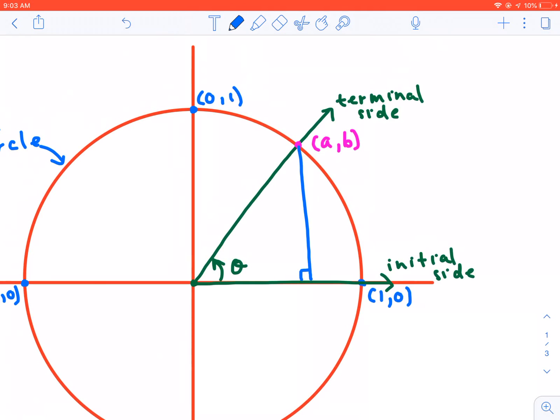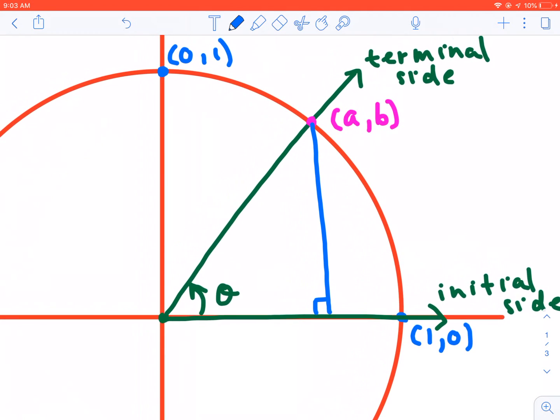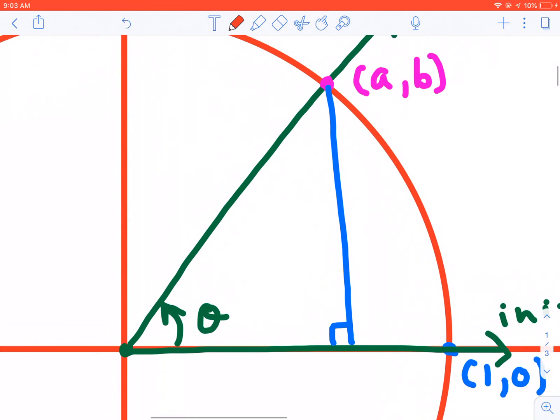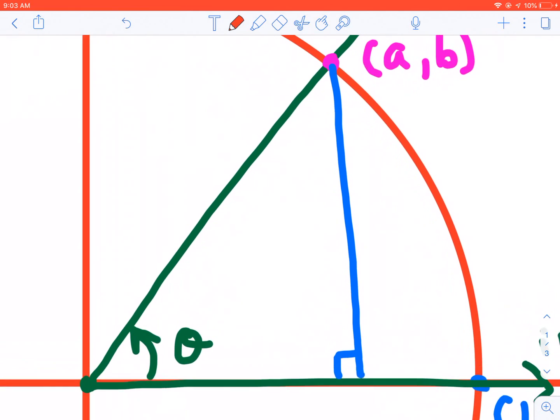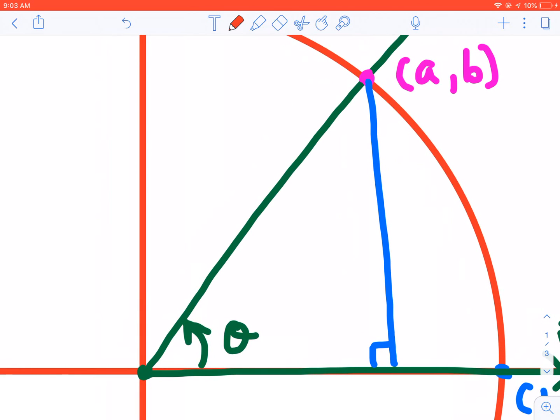So the first question I got to ask you in this right triangle is, what is the length of the hypotenuse? Well, if you notice, we're in the unit circle. So this hypotenuse is a radius, and the radius of the circle is 1. So the length of the hypotenuse is 1.